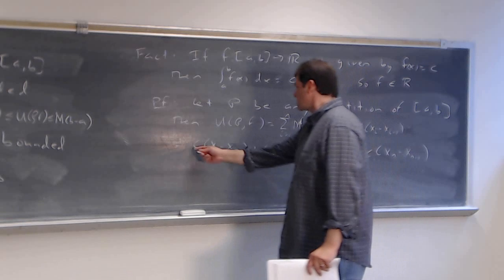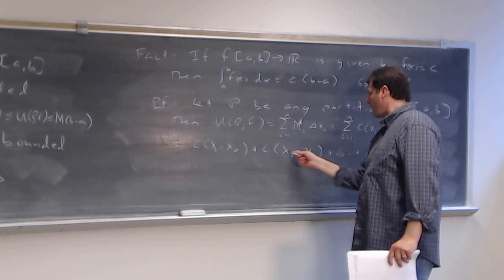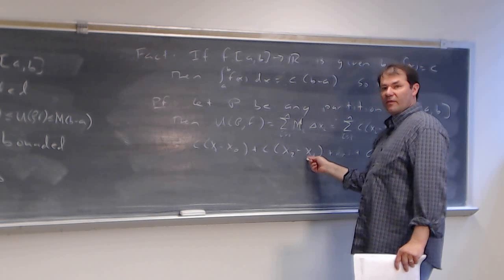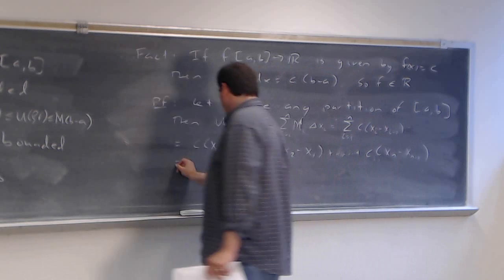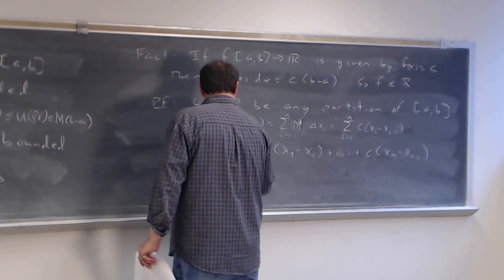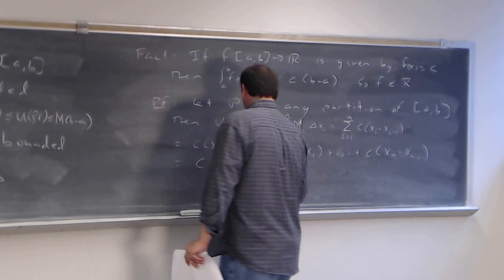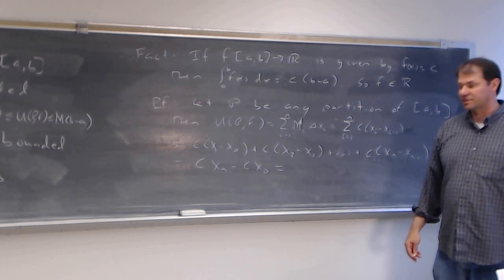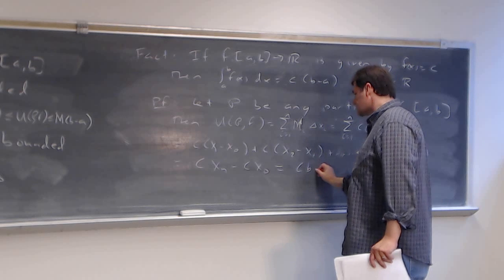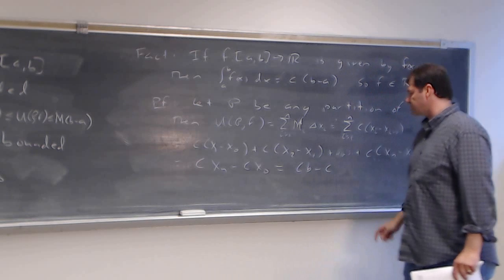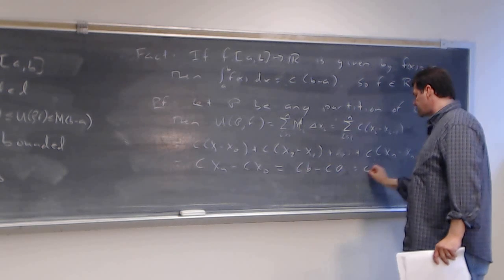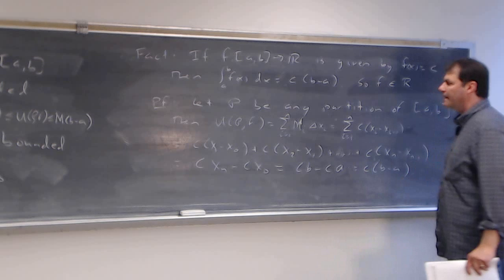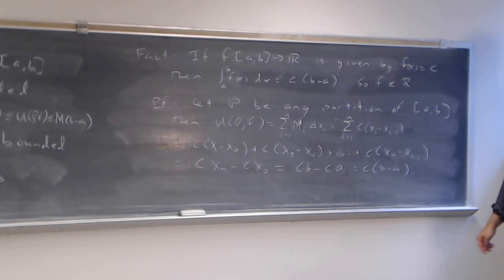For instance, c times x sub 1 here, and then we have a minus c times x sub 1 here, and they would cancel. What we'd be left with is c times x sub n minus c times x sub 0. But x sub n, being the last value in a partition, is equal to b. So this is c times b minus, and the first number in the partition is a, so c times a. That's c times b minus a. So that's what the upper Riemann integral is for any partition we have. It's always that.